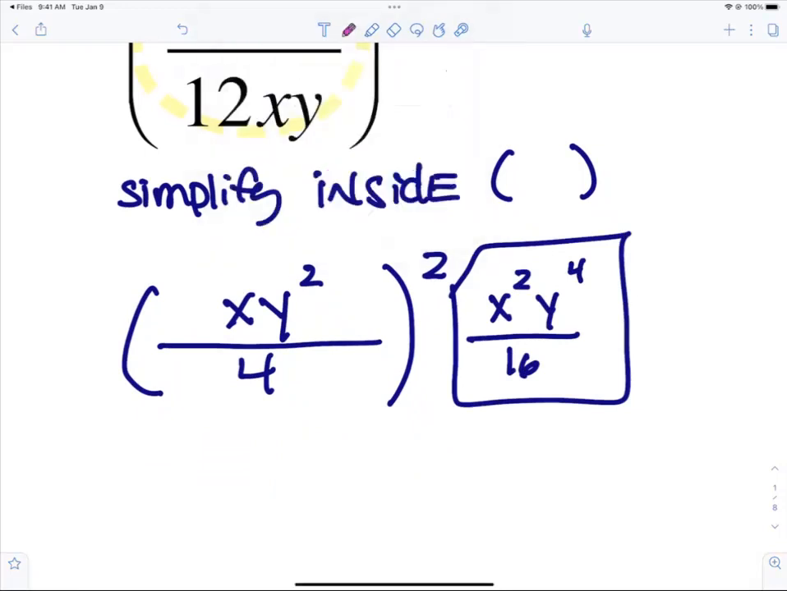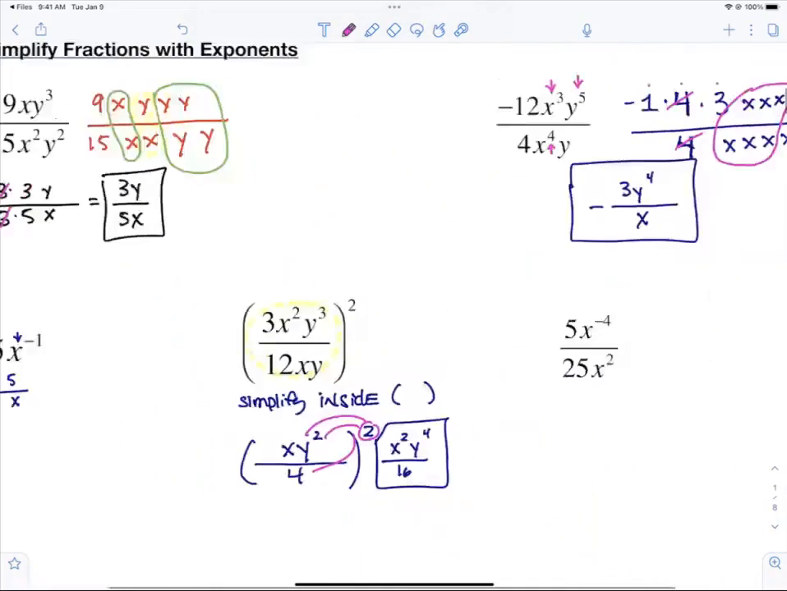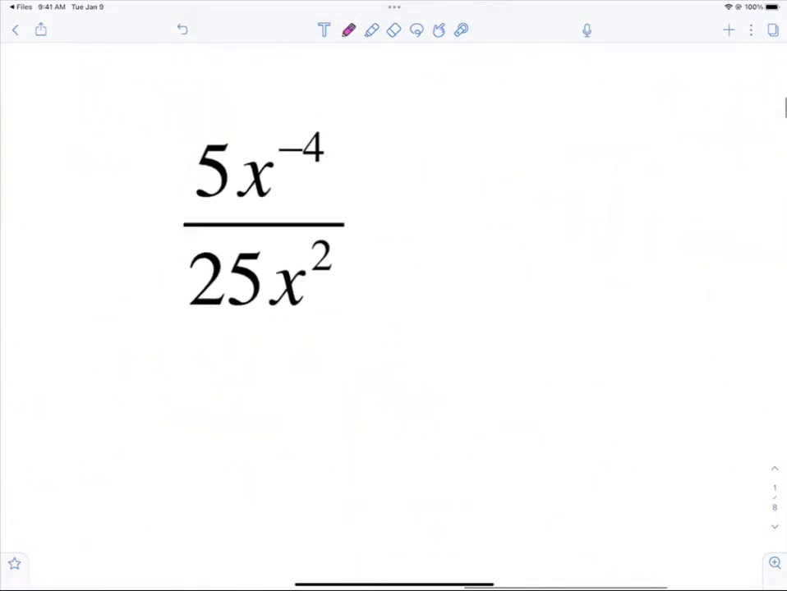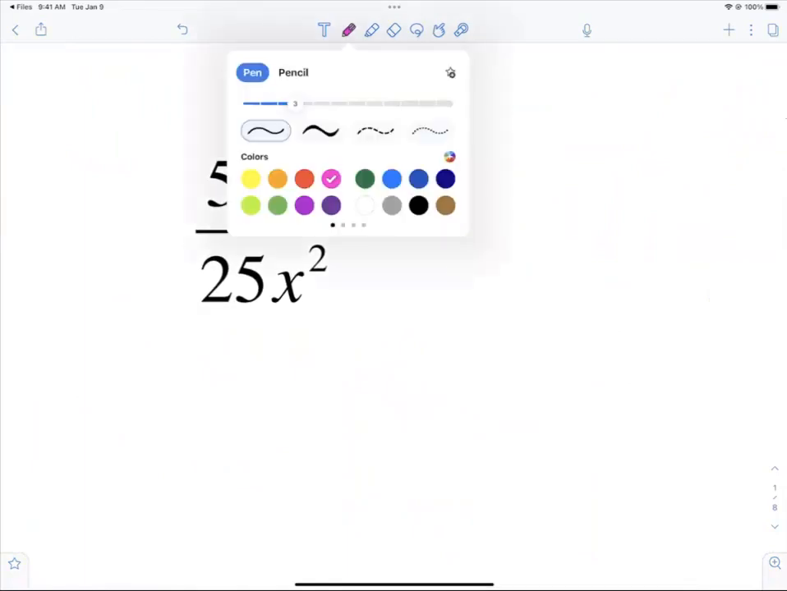So this power of 2 goes to everyone on the inside. And it's squaring, it's not 4 times 2, it's 4 times 4. Let's see what's next. Over here. Okay, so now here, 5 and 25. 5 and 25 can be simplified down to 1/5.